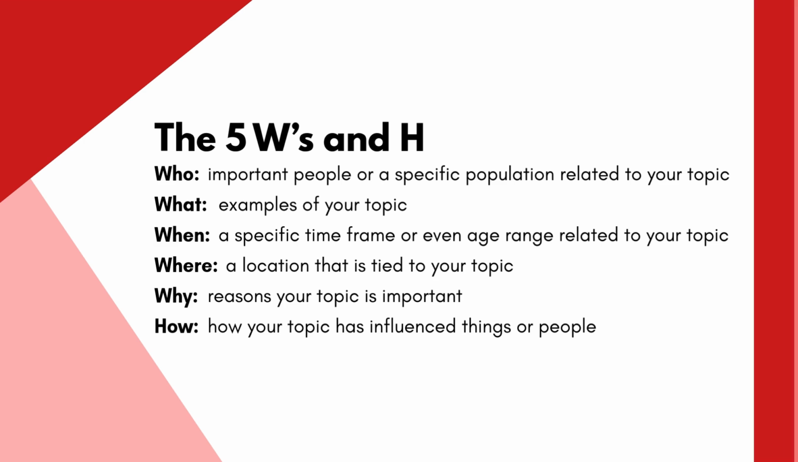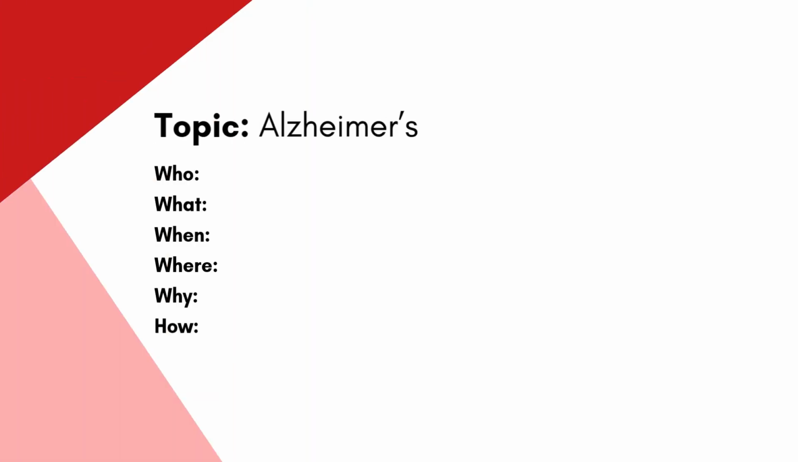Now, let's look at an example. While brainstorming, we came up with the topic of Alzheimer's disease. That's a very broad topic. To narrow it down, we can go through the 5 W's and H to come up with something more specific.